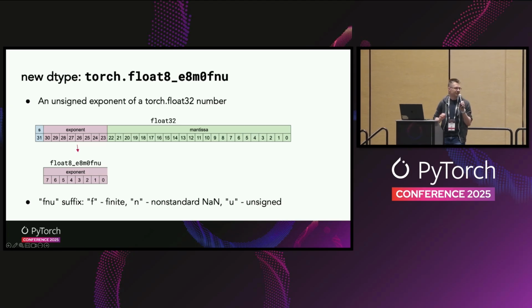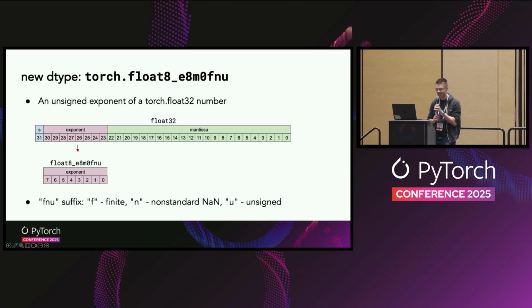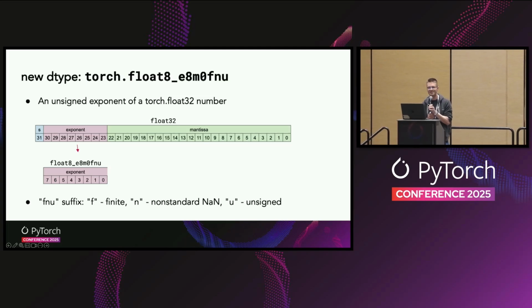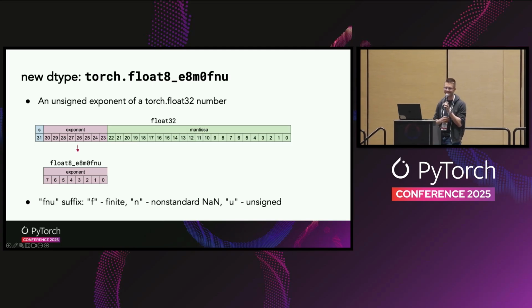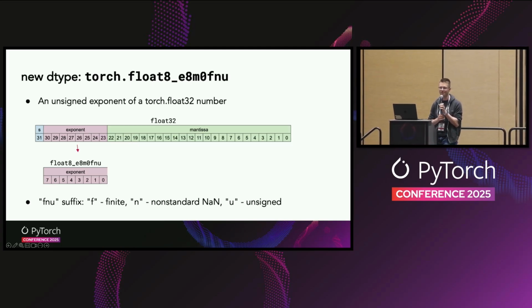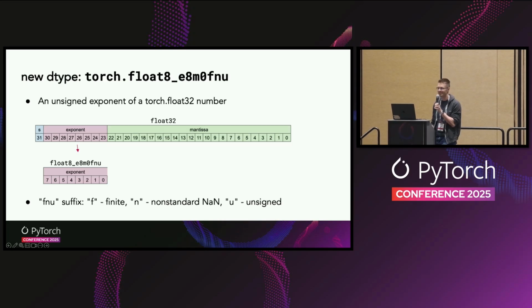So first, let me cover the 2 new dtypes in detail. The first new dtype we have is called float8 E8M0 FNU. It's a very fun name to pronounce. What this dtype means is that it is an unsigned exponent of a float32 or a bfloat16. On the top of the slide, you have the bit representation of a float32 number. If you just take the exponent bits, either as is or with some rounding, you'll end up with a float8 E8M0 FNU.